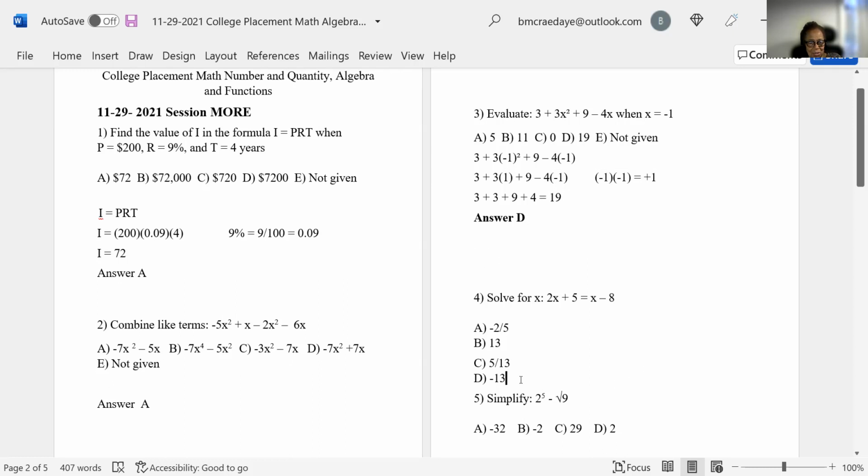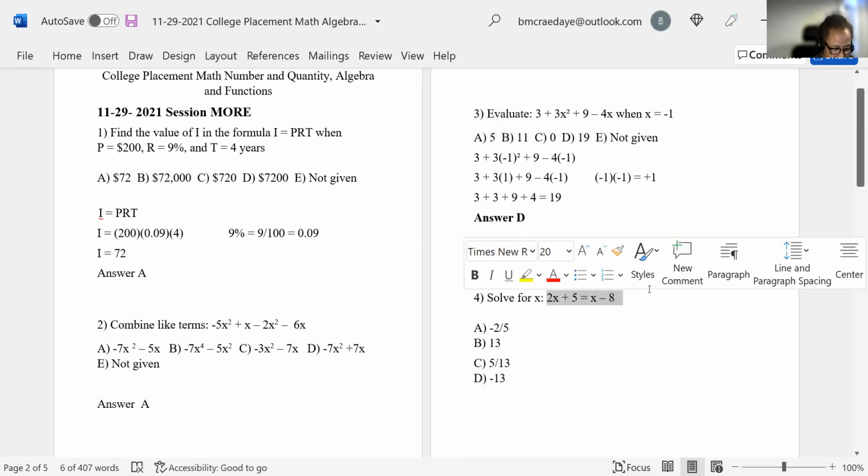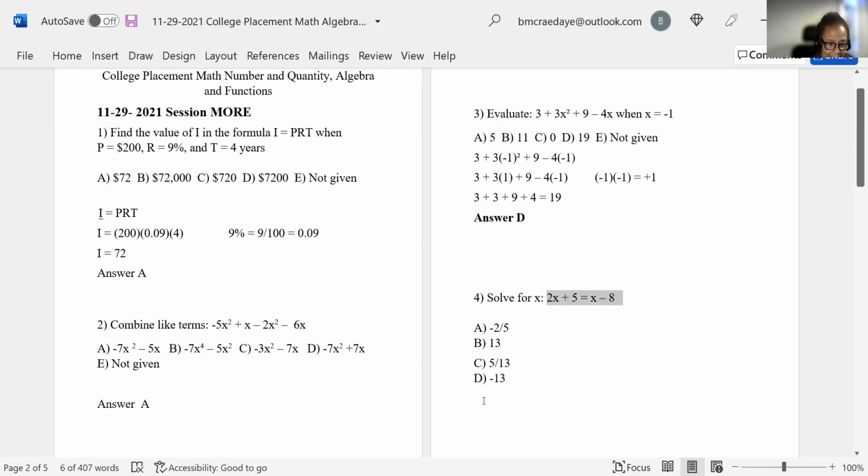Now, I want you to do number 4. Solve for x. And you've got an equation here. So that means you want to get all of your x's on one side and your constants on one side. Just copy that. Get your x's together, so get your 2x and your x on one side, and then get your 5 and your -8 on one side. Tell me what answer you get.